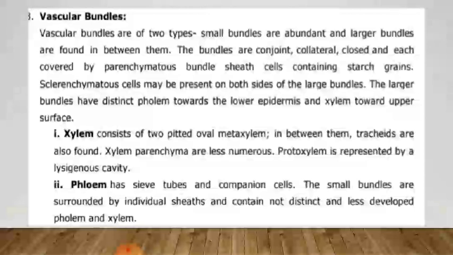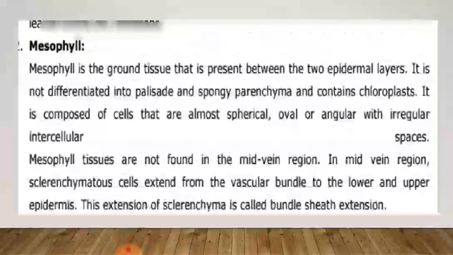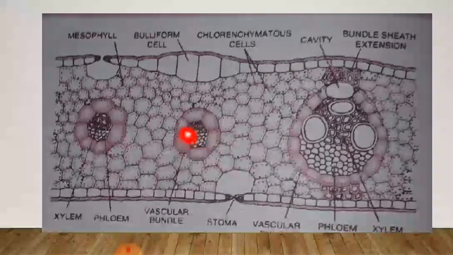The small bundles are surrounded by individual sheaths and contain non-distinct and less developed phloem and xylem. So in the small vascular bundles, there is no distinction of xylem and phloem.